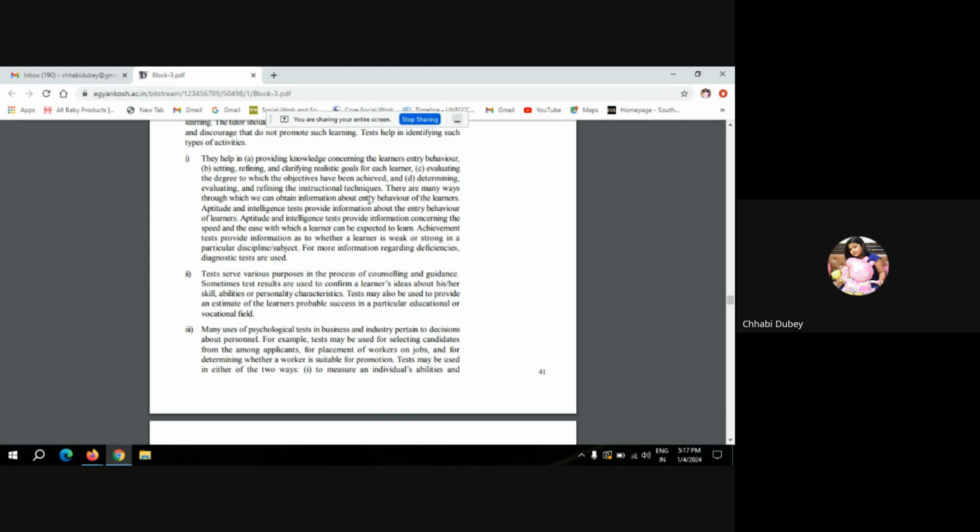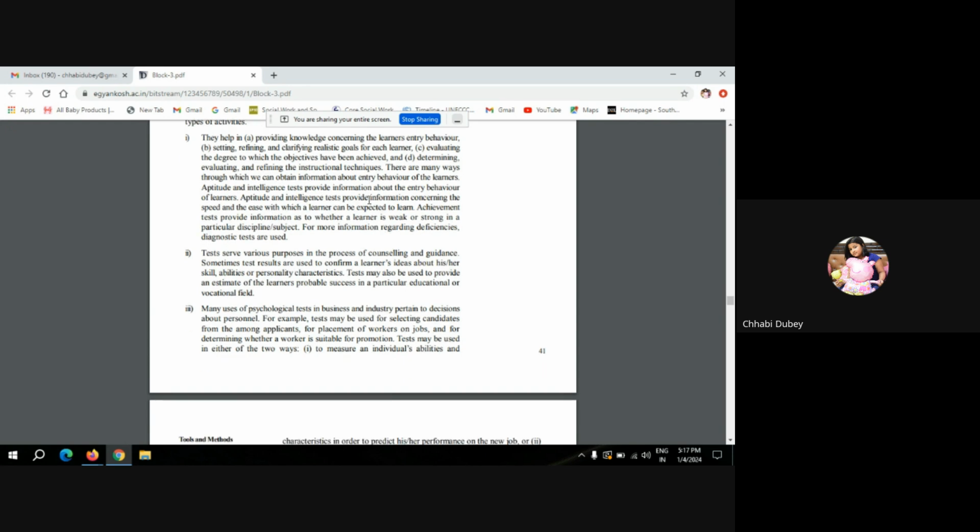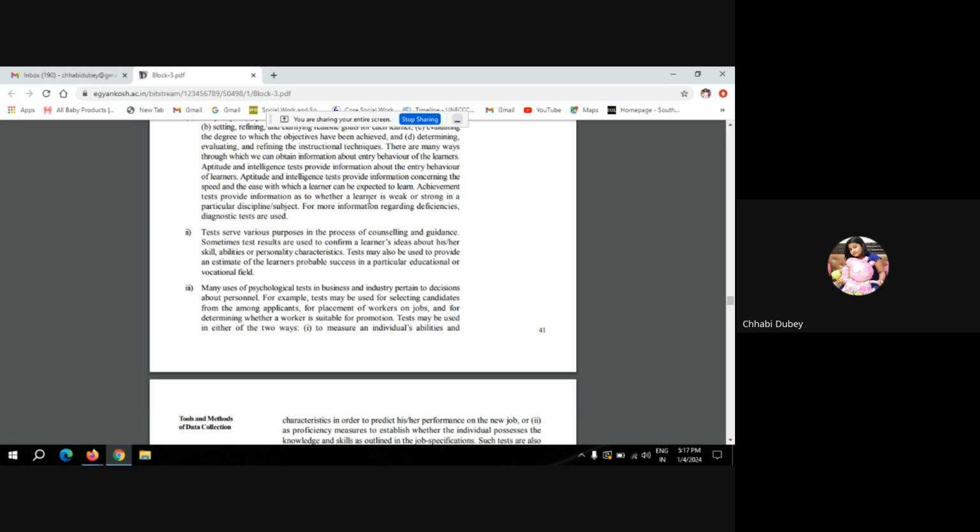Now, they generally provide knowledge concerning the learners. They also serve various purposes in the process of counseling and guidance. Tests may also be used, psychological tests in business and industries, and pertain to decisions about the personnel. So these are some of the important information regarding these tests.